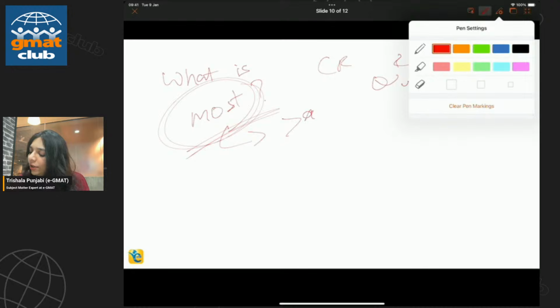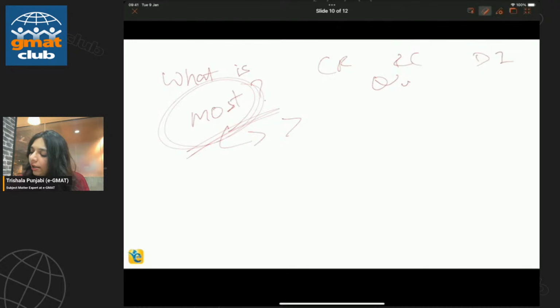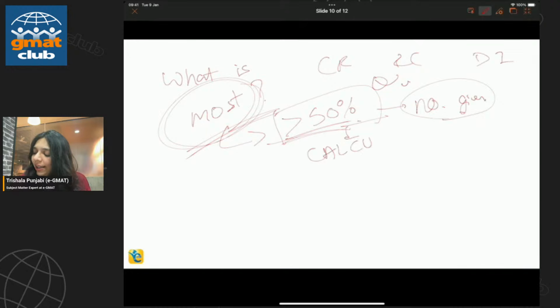So whenever you are seeing most, the first thing you need to think is, okay, more than 50%. And if there is a number given to you, you need to calculate that. Most is something that GMAT loves to pick on a lot. Most, must, only. It loves all these modifier words.